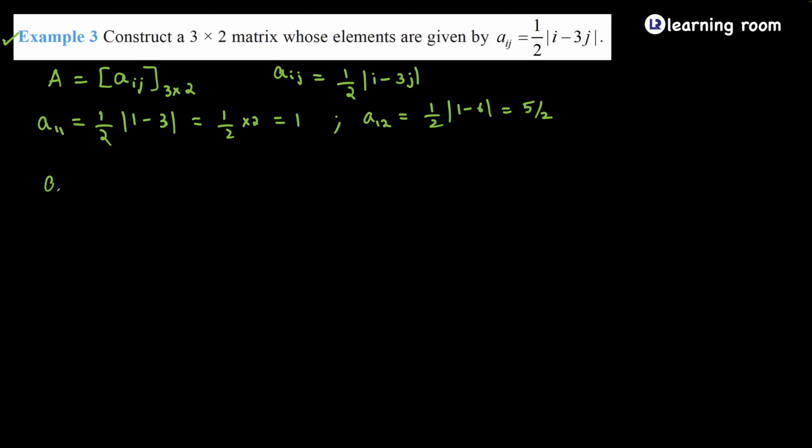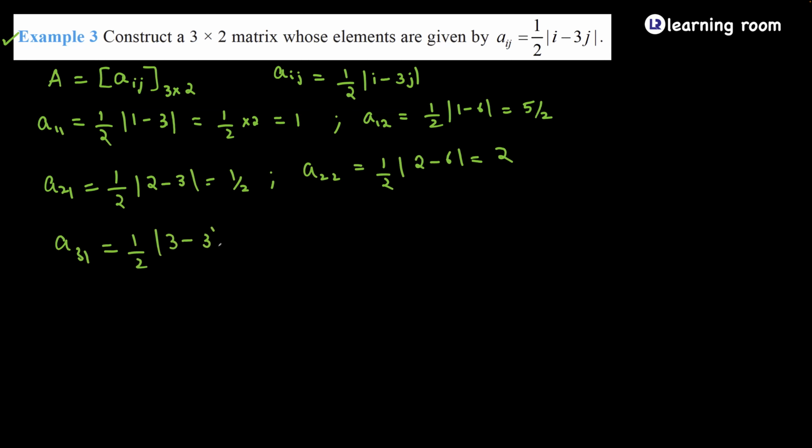Next is A21. Half into modulus of 2 minus 3, so it is half itself. Similarly, what is A22? Half into modulus of 2 minus 6, which is 4 by 2, again 2. What is A31? Half into 3 minus 3, which is 0. What is A32? Half into modulus of 3 minus 6, which is 3 by 2.